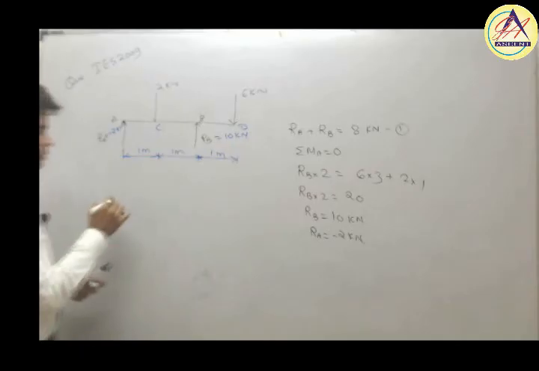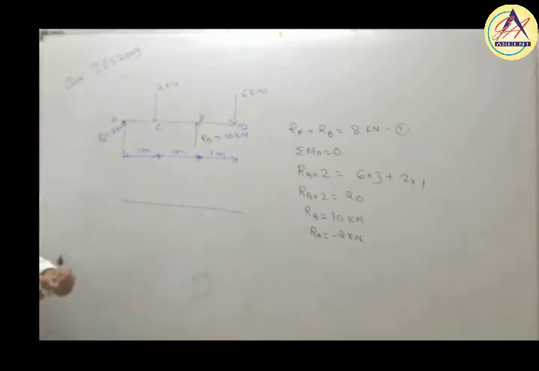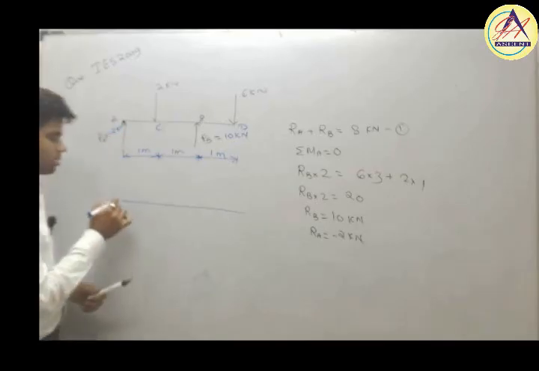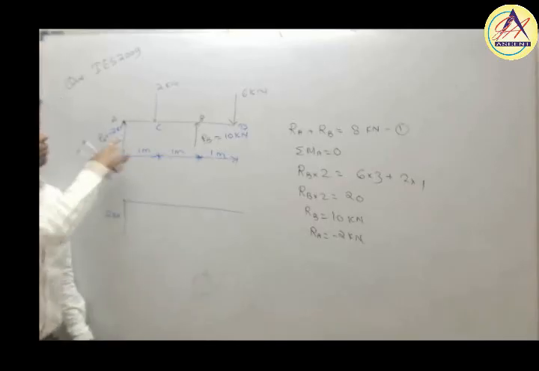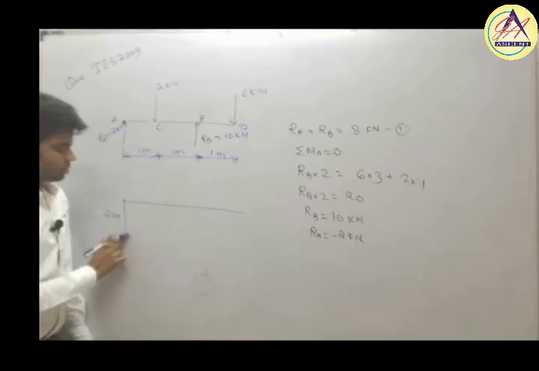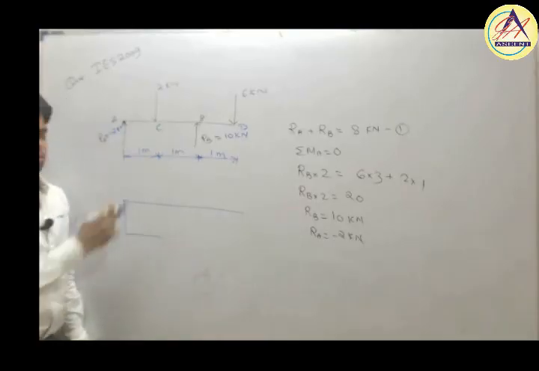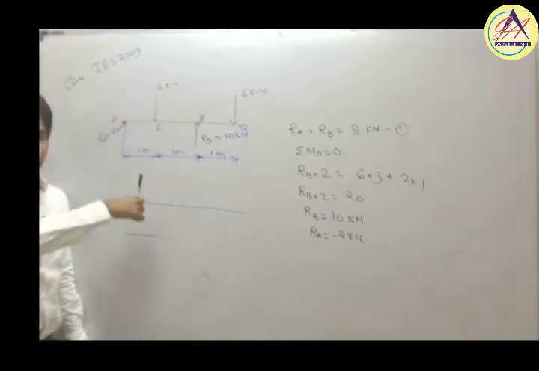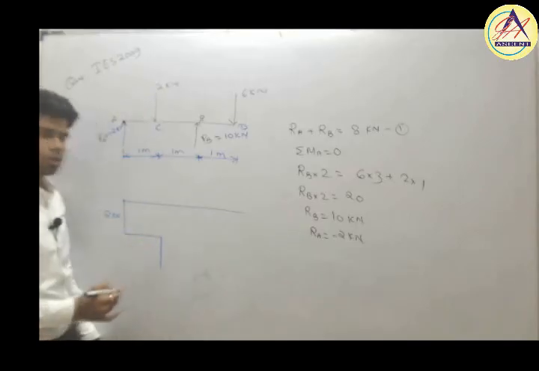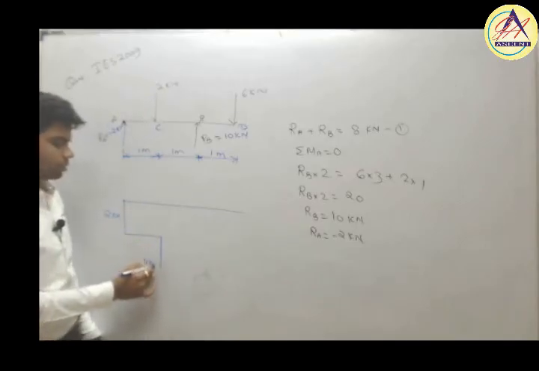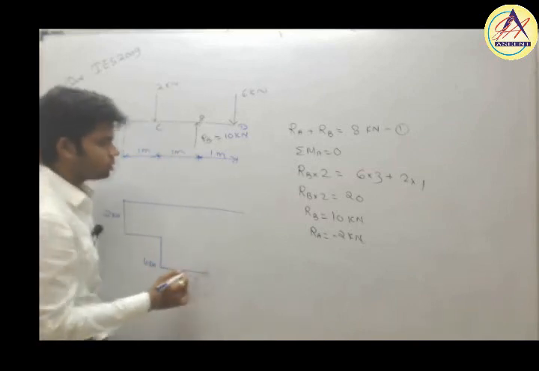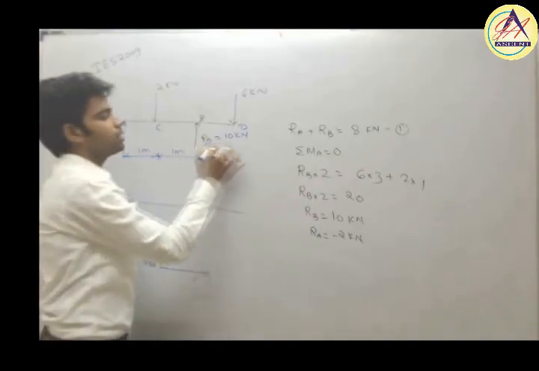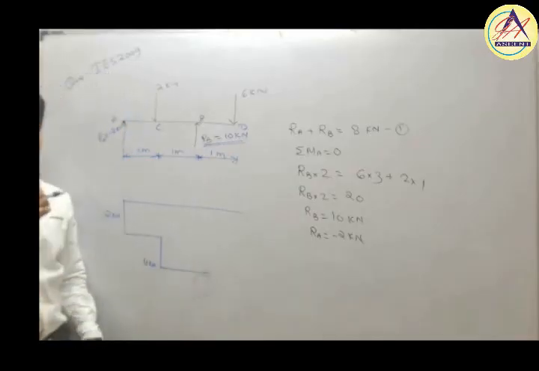Now how can we draw the shear force diagram for this? At point A, the reaction is minus 2 kilonewton, so just come minus 2 kilonewton downwards. Getting this? Now from A to C, no change in load, no variation in load, constant. At point C, 2 kilonewton downward load, just drop 2 kilonewton again downward. So in total it becomes now 4 kilonewton. Clear? From C to B, again no variation in load. At point B, the total reaction upward is 10 kilonewton.